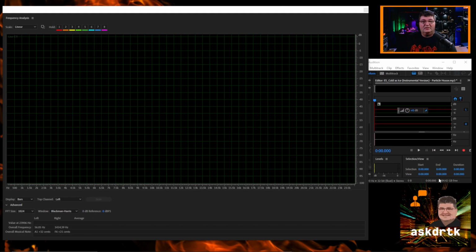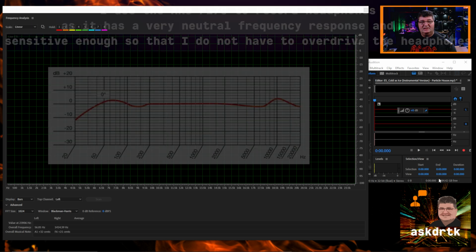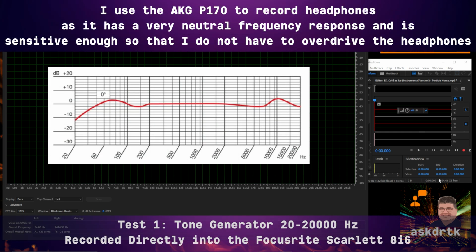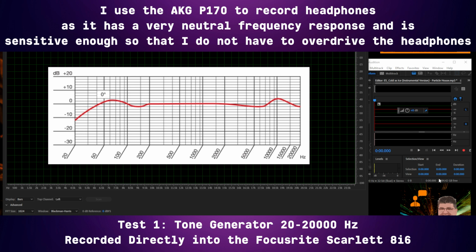For the first test, we're going to take a look at a sine wave sweep, 20 to 20,000 hertz. First, we'll record it directly from the generator into the Scarlett 8i6. We'll take a look at the frequency. Then we'll go ahead and play that same sine sweep through the HD200 Pros. We'll record that using the AKG P170 and take a look at the frequency response we get there. So first up, directly into the 8i6, the sine wave sweep.